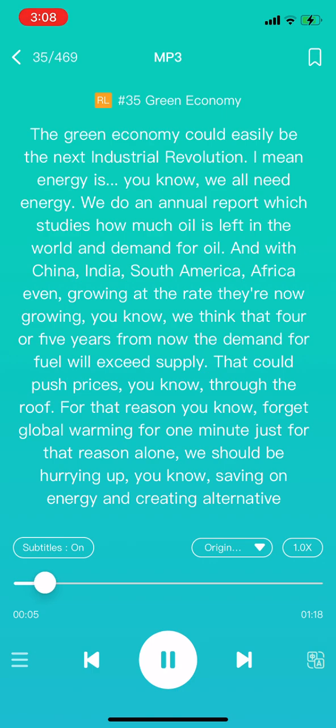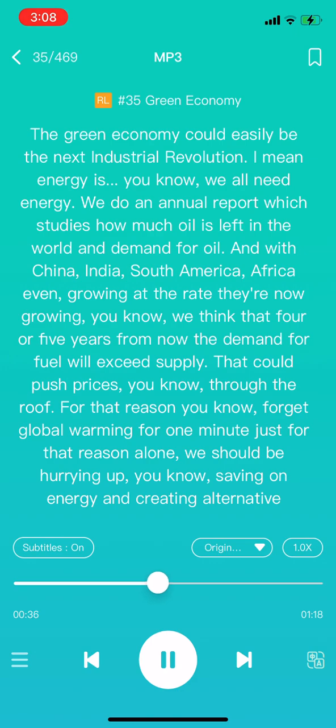The green economy could easily be the next industrial revolution. I mean, energy is, we all need energy. We do an annual report which studies how much oil is left in the world and demand for oil. And with China, India, South America, Africa even, growing at the rate they're now growing, we think about 4 or 5 years from now the demand for fuel will exceed supply.